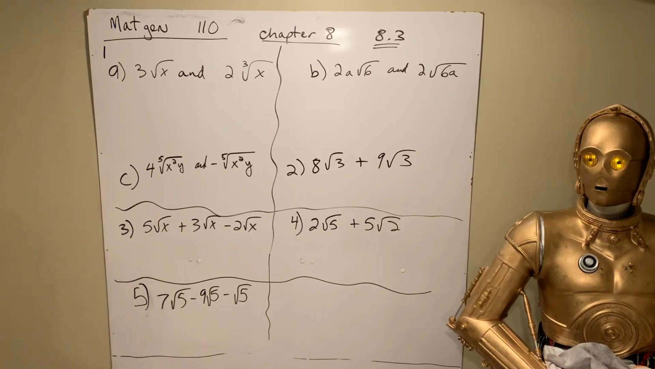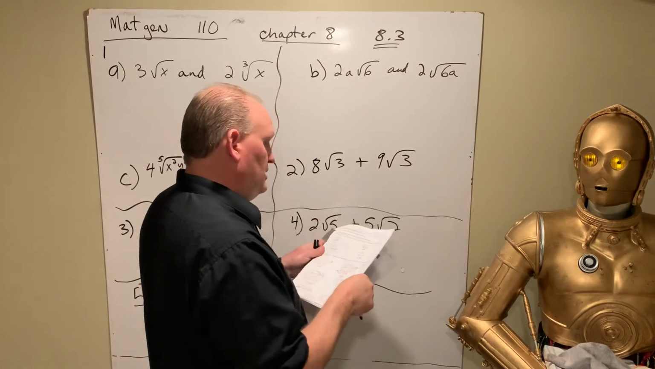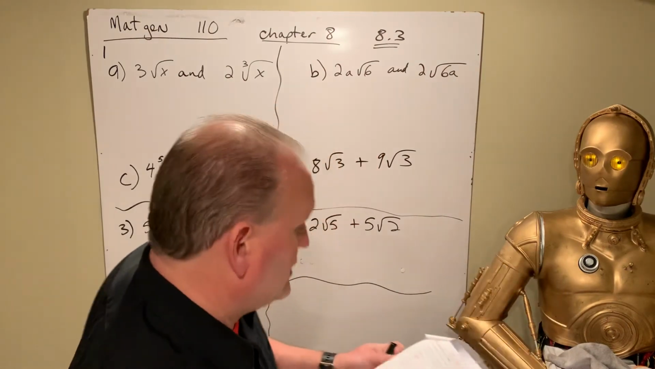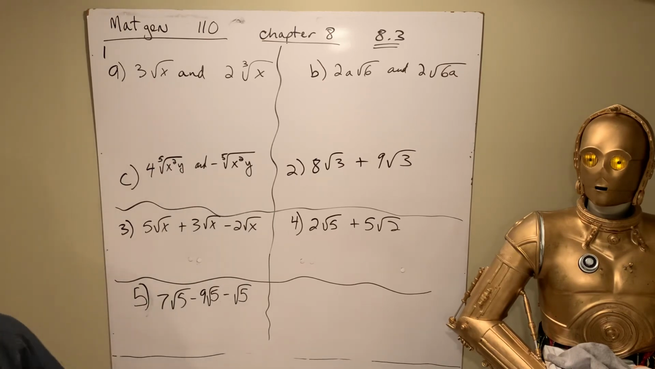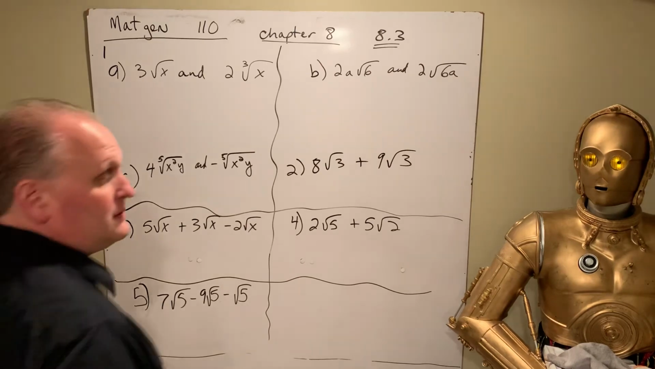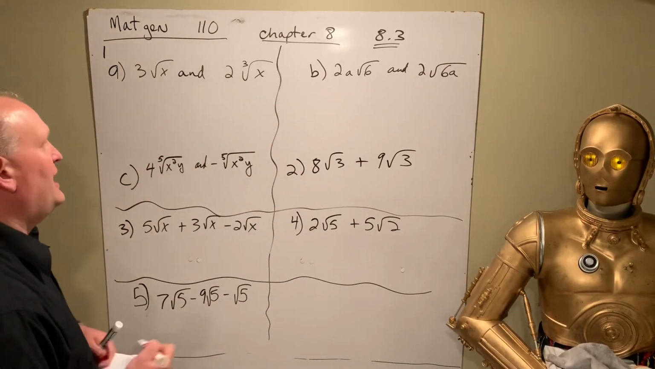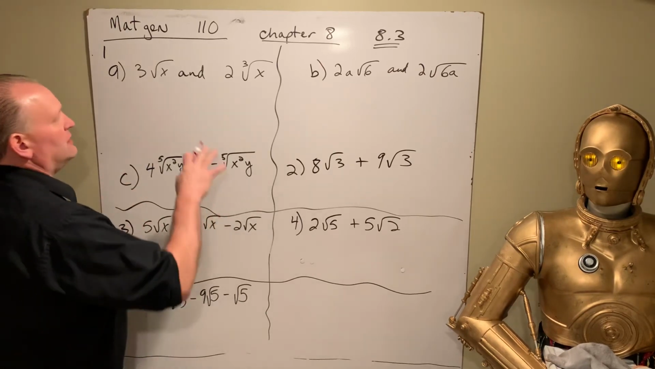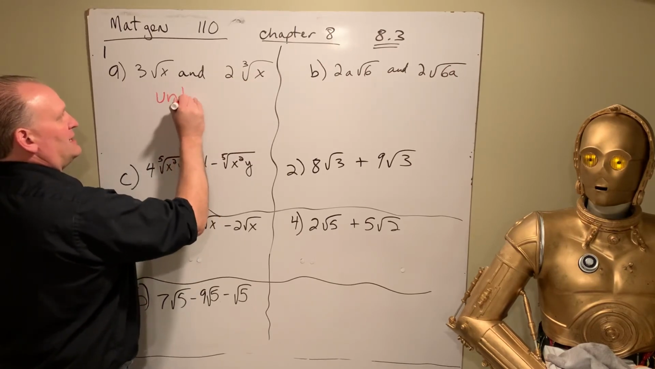Okay, this is Matgen110. We're looking at 8.3, the last section that we're going to cover in Chapter 8. So let's take a look. We're looking at like terms and unlike terms with radical equations. In order to be like terms, they have to be the exact same root with the exact same variables or numbers. So look, this is the square root of x, that is the cube root of x, so that is unlike terms.